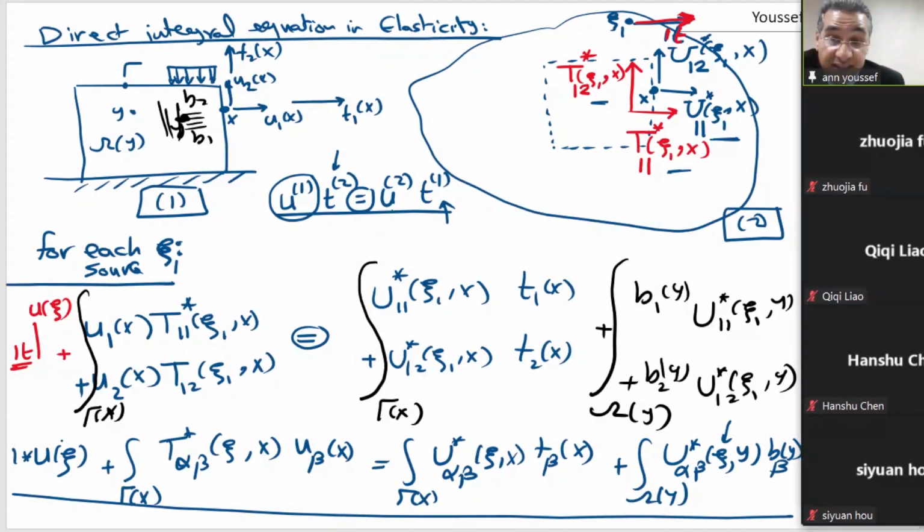Of course, if xi is an external point, you will have this term equal to 0. If xi is an internal point, you will have this term equal to 1. If we have xi on the boundary, you will have it 1/2, if it is a smooth boundary, like no kink or no corner or something like that. Next lecture, we'll talk exactly about how to get this 1/2.